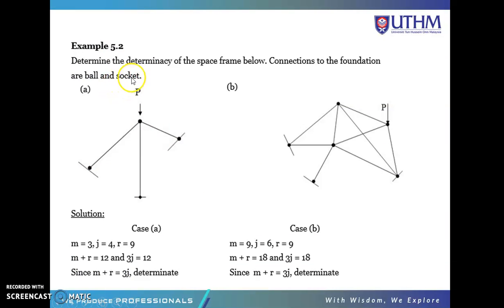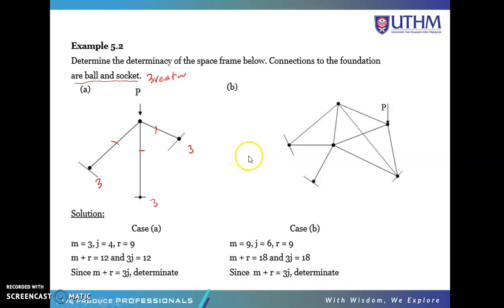Okay, so this is the example. Determine the determinacy of the frame below, where the connection to the foundation is ball and socket. M here, the members, is 3: 1, 2, 3, and the joints are 4: 1, 2, 3, 4. R is 9, whereby the connections are ball and socket. So ball and socket will give us 3 reactions, so here we have 3, 3 and 3. So M plus R is equal to 3J, so it will be determinate.